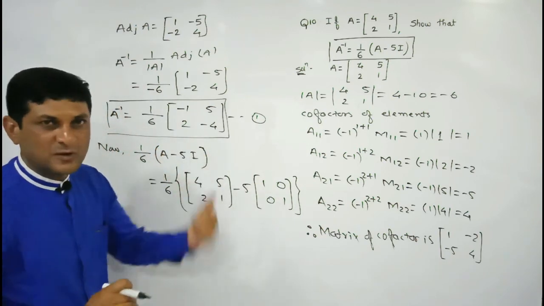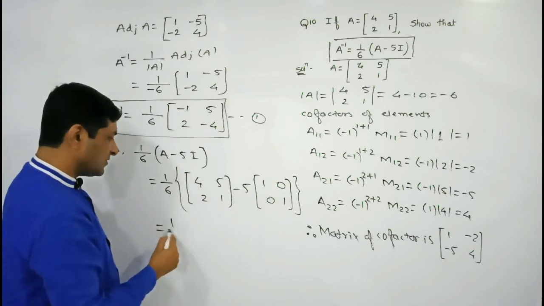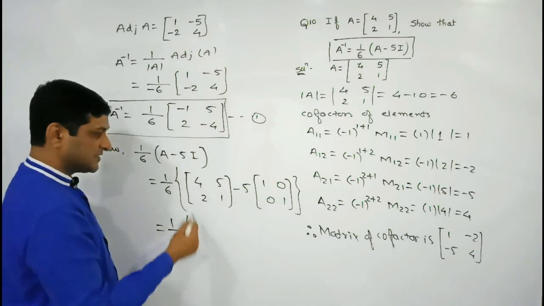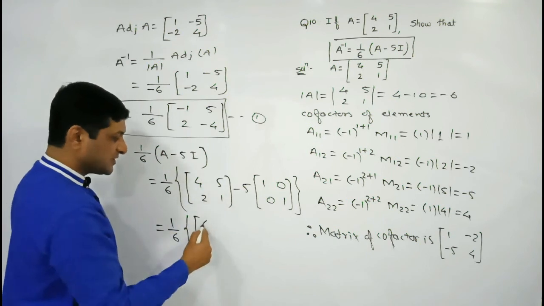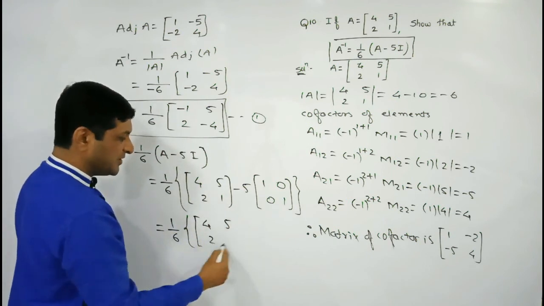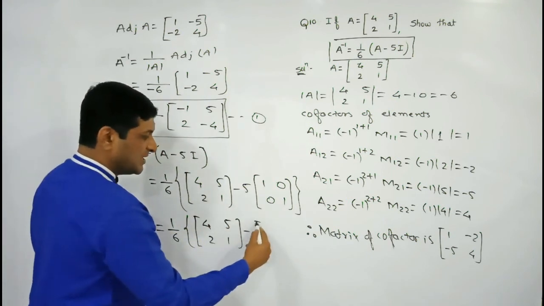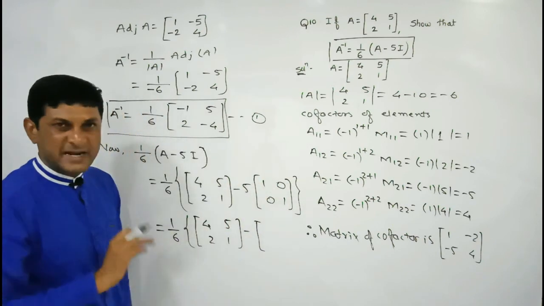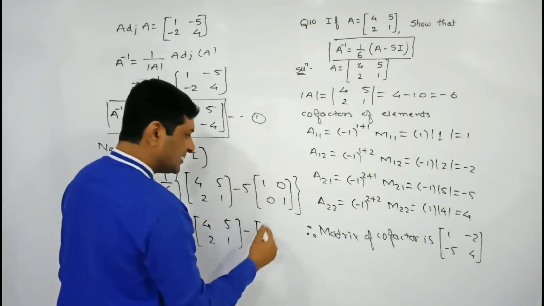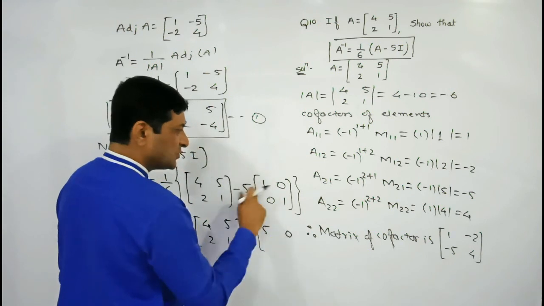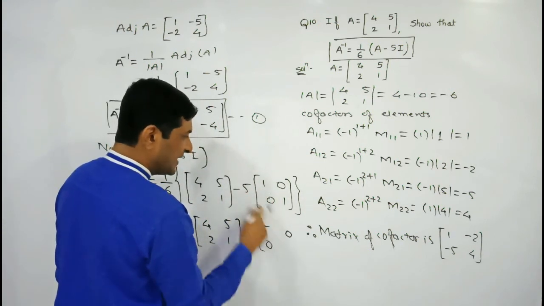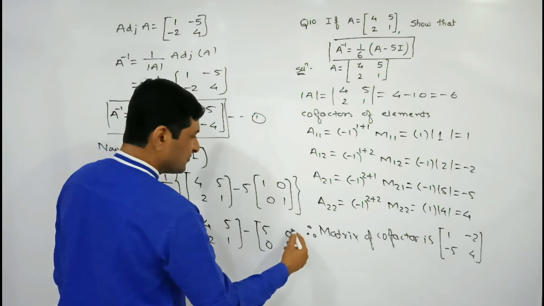We will get the value of the right hand side also. So 1/6, I am not disturbing the 1/6. Here keep the elements of the first matrix as it is, 4, 5, 2, 1. I am simply multiplying all the elements of this matrix by 5. So 5 into 1 is 5, 5 into 0 is 0, 5 into 0 is 0, and 5 into 1 will be equal to 5.